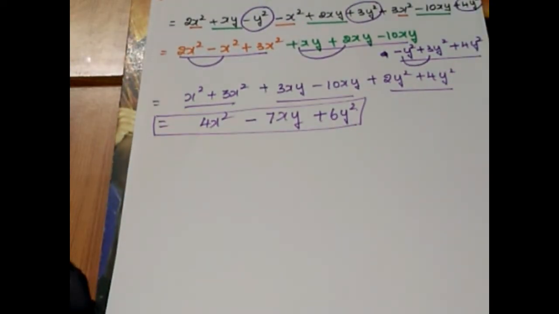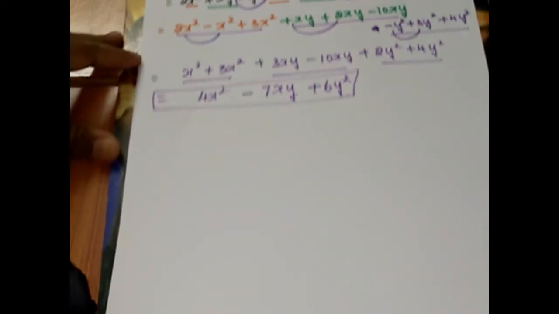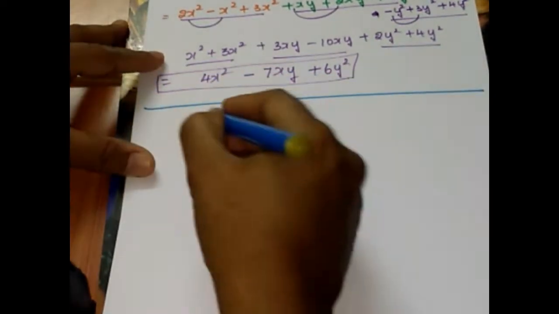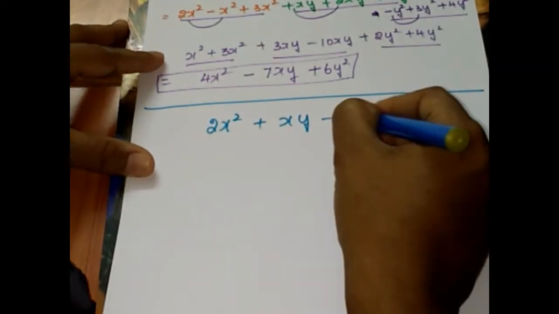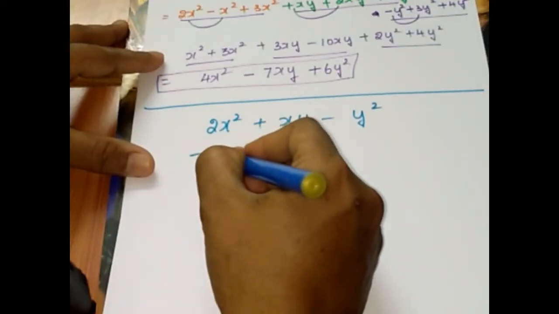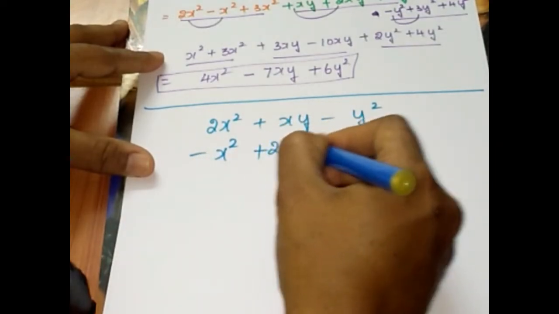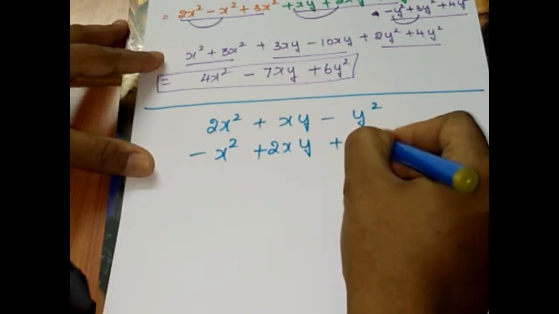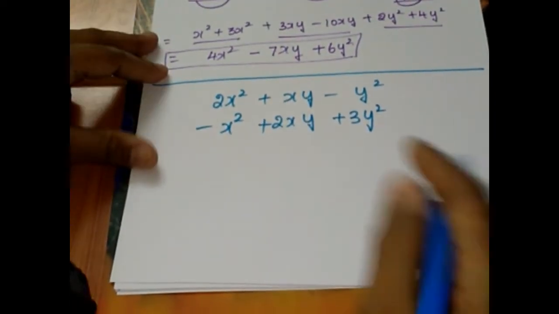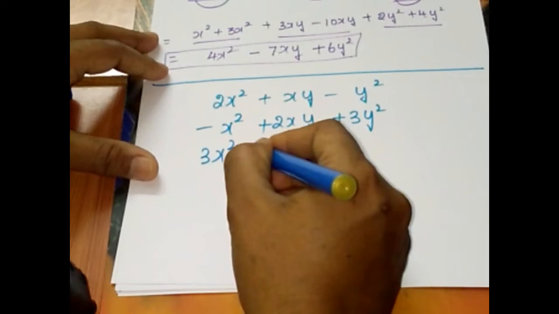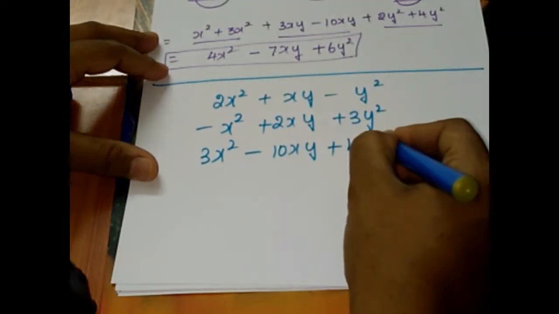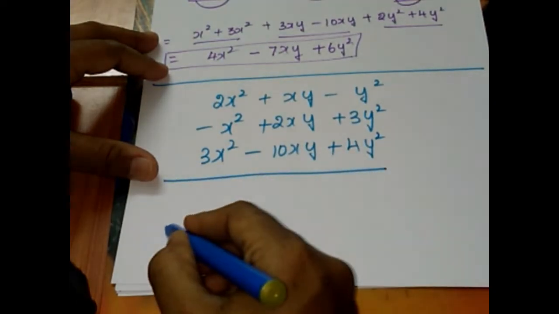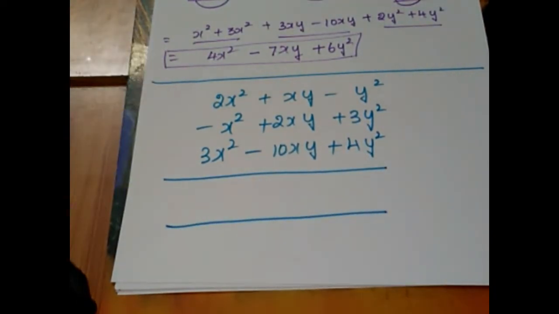Let's move on to the column method. That is 2x square plus xy minus y square, minus x square plus 2xy plus 3y square, 3x square minus 10xy plus 4y square. Again I am reminding children, as we are finding the sum, we need not change any sign.